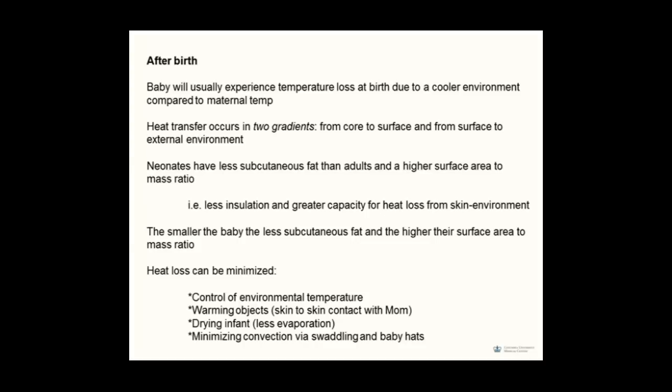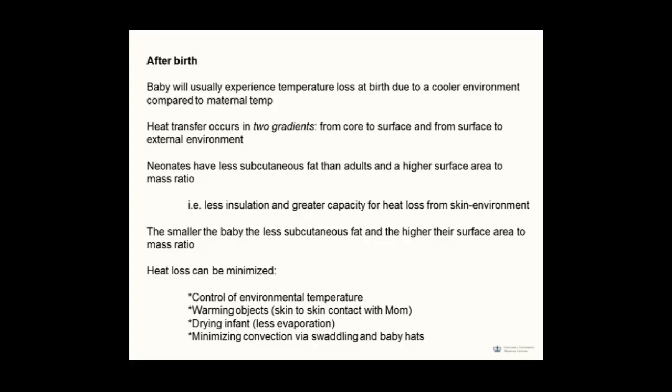Okay. So we know that there's a lot of measures taken when babies are born, and then in the first few months of life, to minimize heat loss, right? We try to control the environmental temperature. We put the baby under a warmer. We try to give baby contact with warming objects, the best warming object being mom, right? Skin-to-skin contact as much as possible. We tend to dry the infant very quickly after it's born in order to minimize heat loss through evaporation.